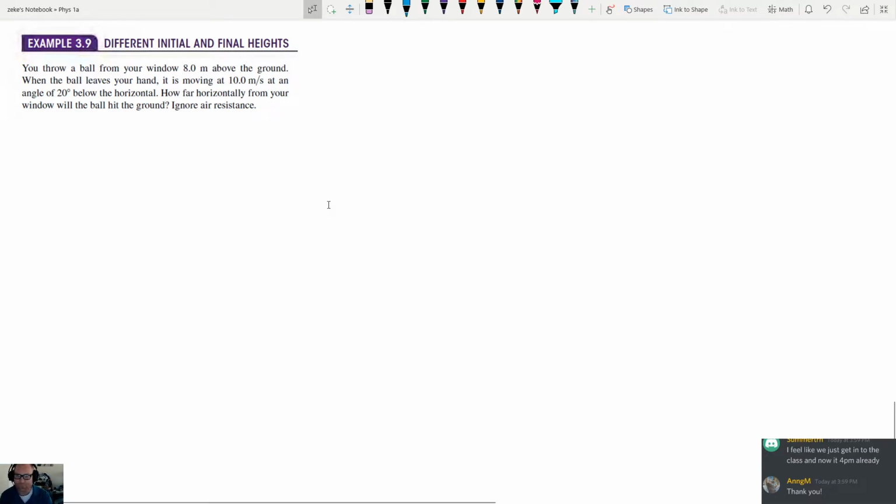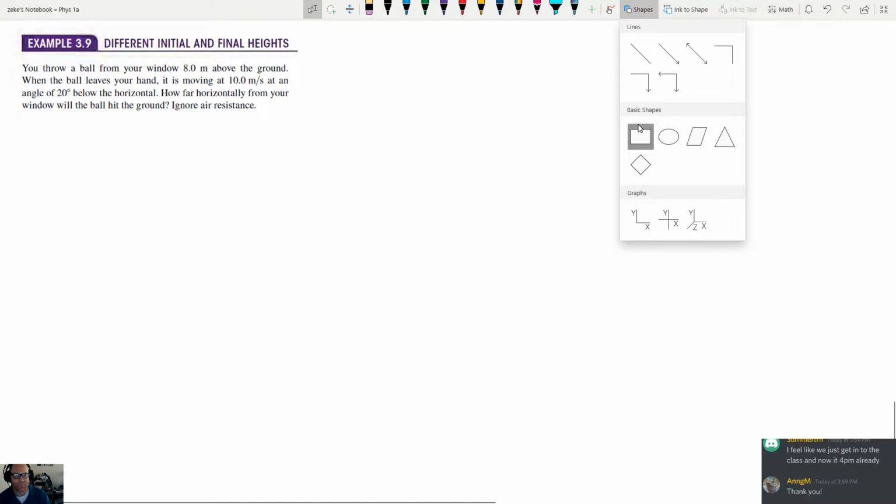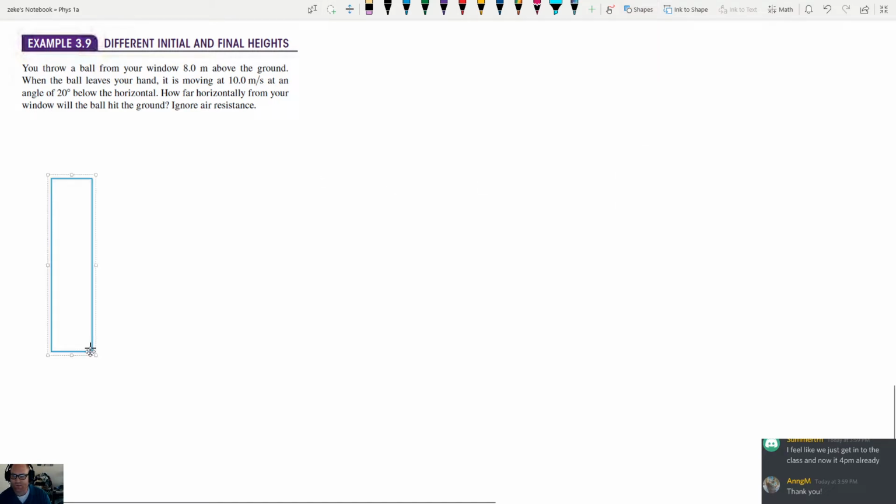So let's try to draw an actual picture of what's going on right here. You're at a window, so we'll say you're in some kind of building. It's shaped something like that. We'll draw a line right here to represent the horizontal. The window is 8 meters above the ground, so we can write that on our picture. And you've got a ball, and it is shot downwards, like this. It's at an angle of 20 degrees below the horizontal, so that looks somewhat okay. So that's the launch angle of the ball.